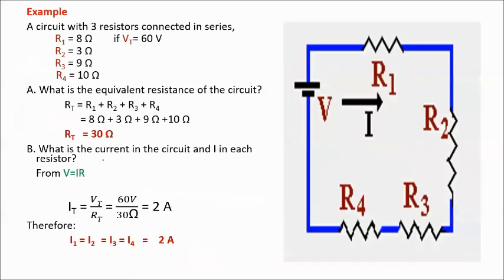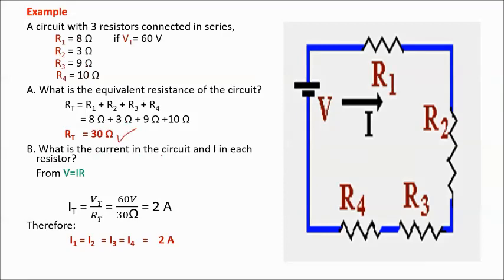Okay, so example. We're given R1, R2, R3, R4 of 8, 3, 9, 10 ohms respectively, and V total is 60 volts. What is the equivalent resistance of the circuit? Since they are connected in series, follow the formula. Simply add. So 8 plus 3 plus 9 plus 10 is 30 ohms.